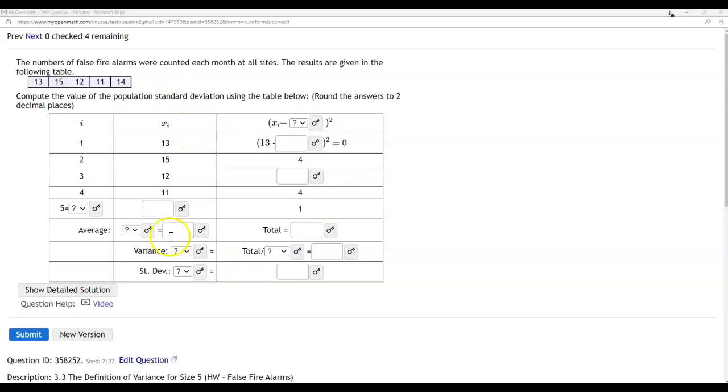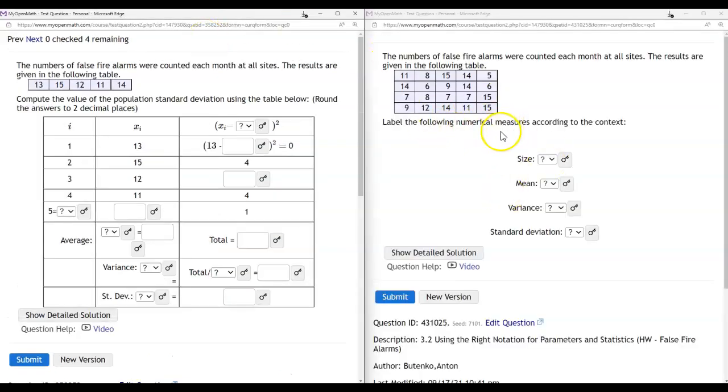I will explain how to compute the population variance, population standard deviation, and sample variance and sample standard deviation. And it is very important for us to understand the difference between the population and the sample.